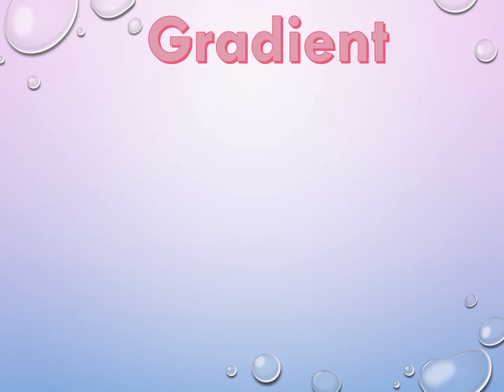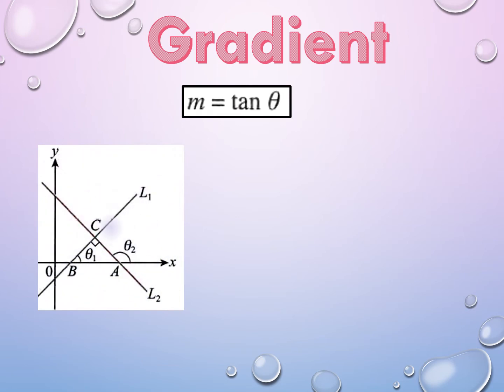Now for the gradient of two lines which are perpendicular to each other. Just now we learned parallel, so now we go for perpendicular. Again, I have for example L1 and L2, where L1 is 90 degrees to L2. The angle that we see is between the x-axis and the line. So this is theta 1, the angle between the x-axis and L1.